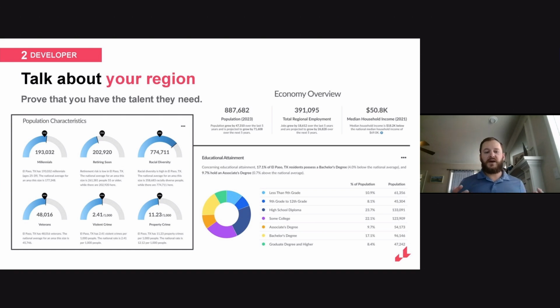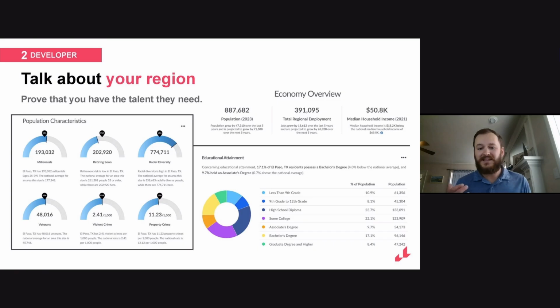So, when we talk about our regional metrics, there's a lot of different things we can start to dive into. Companies are obviously always interested in things like quality of life. What does the quality of life look like in your region? What does the cost of living look like in your region? These are important metrics on the talent side, right?